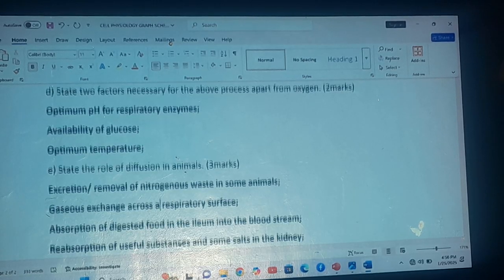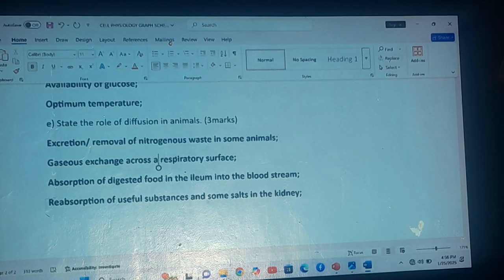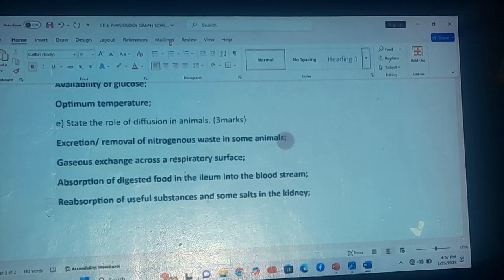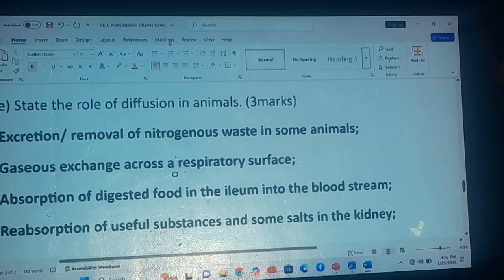We have absorption of digested food in the ileum into the bloodstream. Then we have reabsorption of useful substances and some salts in the kidney. You can check well. So we're speaking about removal of nitrogenous waste, gaseous exchange across the respiratory surface, absorption of digested food in the ileum into the bloodstream, and reabsorption of useful substances and some salts in the kidney.